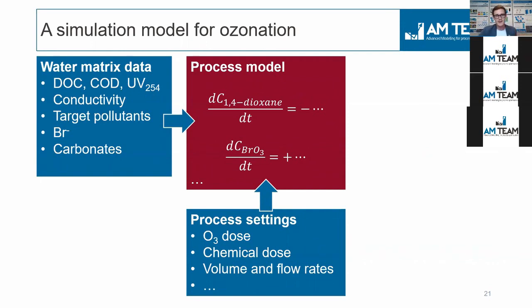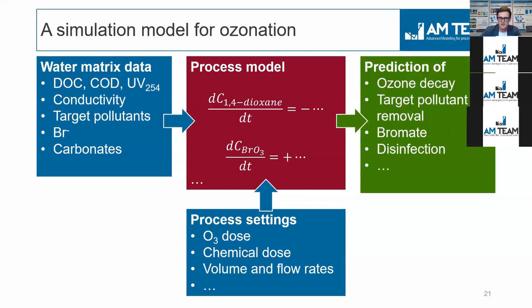We will not go into detail, so this is the only slide showing mathematical equations in this webinar, but it's good to understand because you can see the dC/dt describes the change of a concentration as a function of time. For 1,4-dioxane, for example, it is minus. This means 1,4-dioxane will start being depleted throughout time, while bromate has a plus sign, which means there is a production going on, which is written down by many chemical equations.